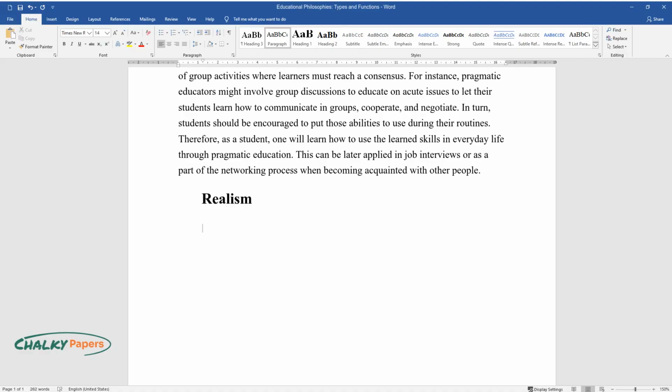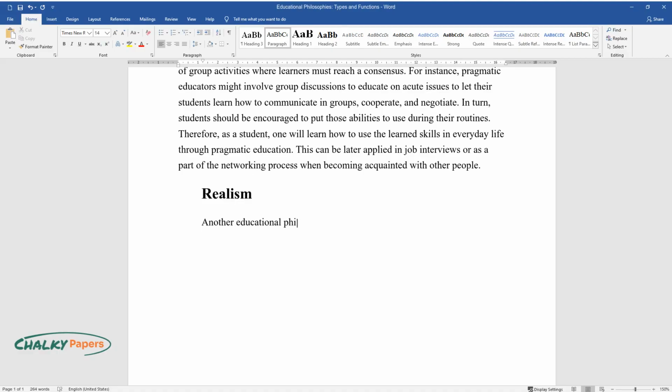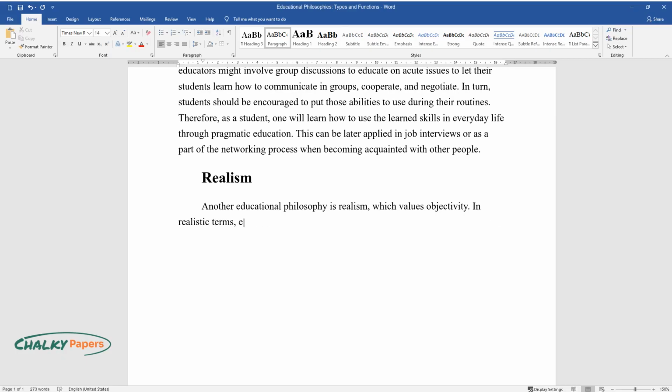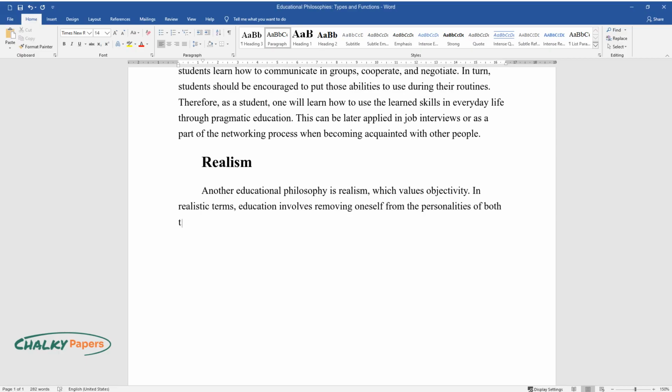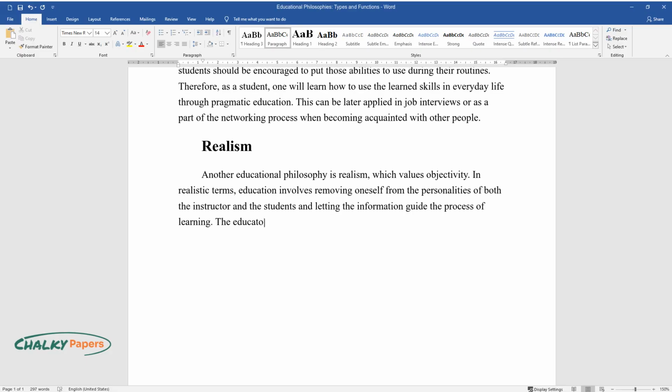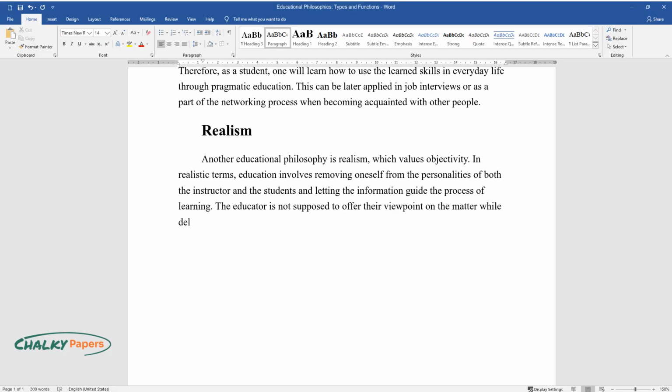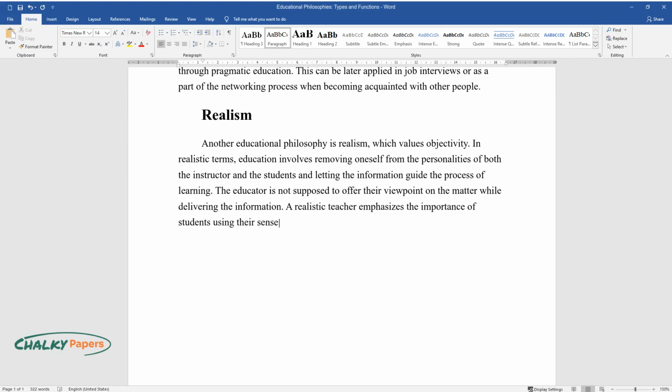Realism. Another educational philosophy is realism, which values objectivity. In realistic terms, education involves removing oneself from the personalities of both the instructor and the students and letting the information guide the process of learning. The educator is not supposed to offer their viewpoint on the matter while delivering the information. A realistic teacher emphasizes the importance of students using their senses while learning.